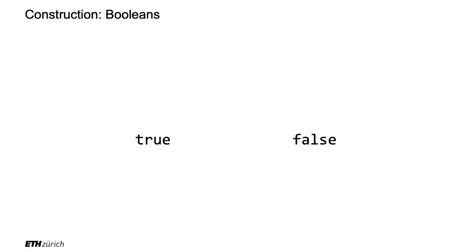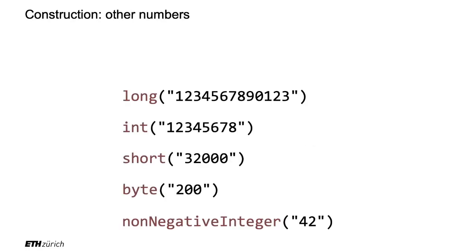Booleans, easy as well. Again, this is JSONic. So the query on the left returns a sequence of 1 Boolean, that is true, and the query on the right returns a sequence of 1 Boolean, that is false.